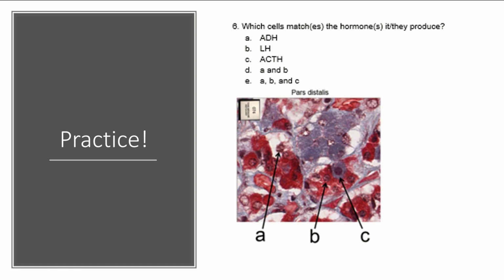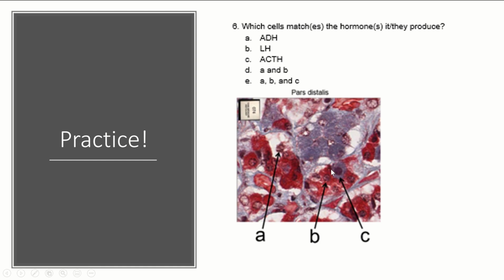So which cell matches the hormone they produce? So A, what this is pointing to is a chromophobe, right? And remember, we said we know that because it doesn't like to stain, right? You can't really see any stain picking up in the cytoplasm. You can really only see the nucleus. And remember, we said they don't really produce any hormones. So whatever it says, ADH, that is false, okay? And that one is actually, ADH is in the pars nervosa, in those Herring bodies, right?